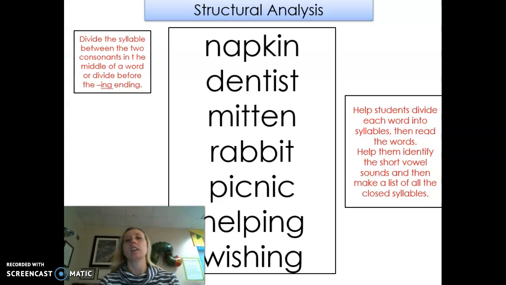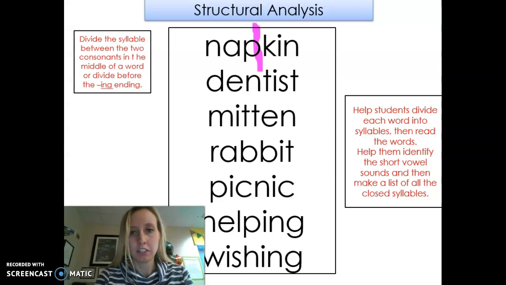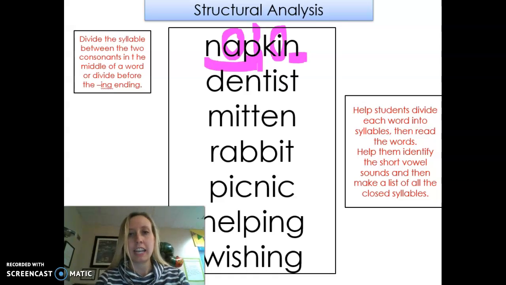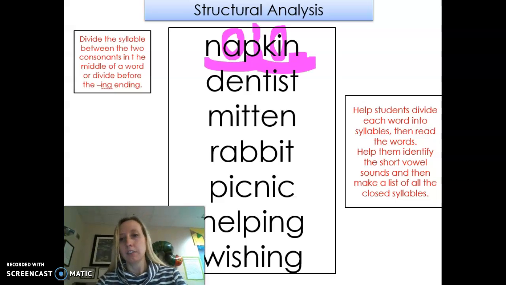Okay, let's clap napkin. Napkin. I break it right there. Do you see my consonant and vowel? Consonant, vowel. I have two closed syllables. Napkin. And the reason why this is important is because a closed syllable has a short sound. Dentist. Dentist.